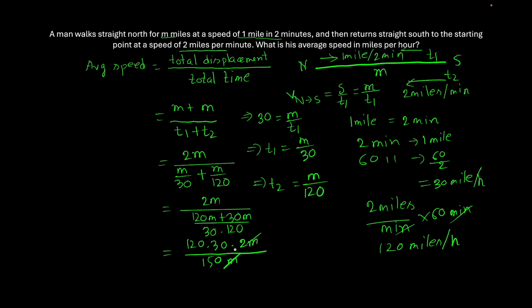So m will be cancelled out. It will be cancelled out also, and it will be 2. So it's 48 miles per hour, and that's our answer.